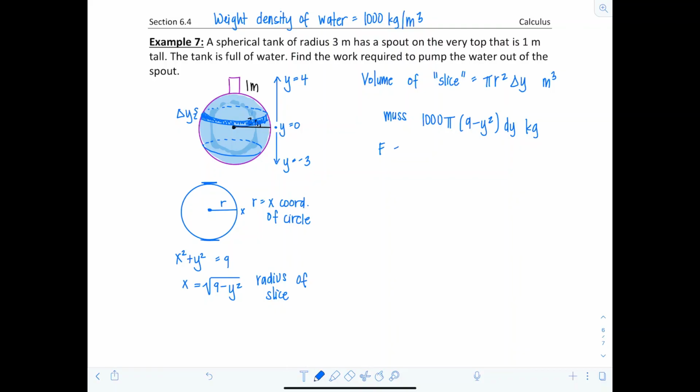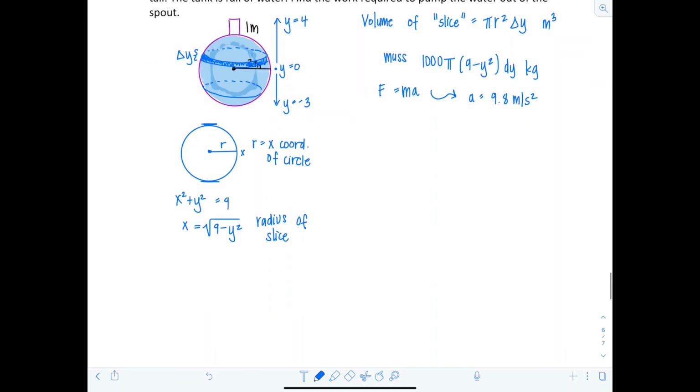And I know force is equal to mass times acceleration, and I'm going to use acceleration equals 9.8 meters per second squared, because the acceleration here is just the force that's required to overcome gravitational force. So putting this all together, then my force function is equal to 9,800 pi times 9 minus y squared dy newtons.